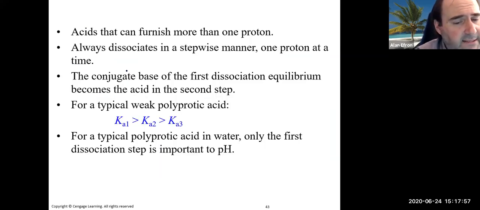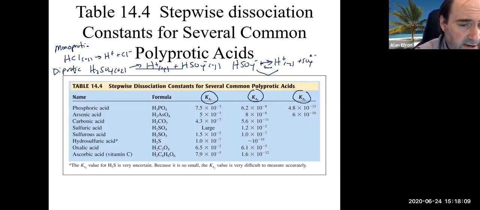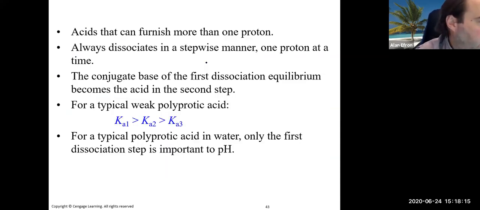And like I said, it does typically get harder and harder to remove those H pluses as you continue down that path. Again, because as you continue to remove the H pluses, as you can see here, you start making things with negative charges. And obviously that's going to hold the positively charged H plus a little bit tighter. So that's the typical pattern that we see, that the Ka1 is usually larger than the Ka2. That's larger than the Ka3.